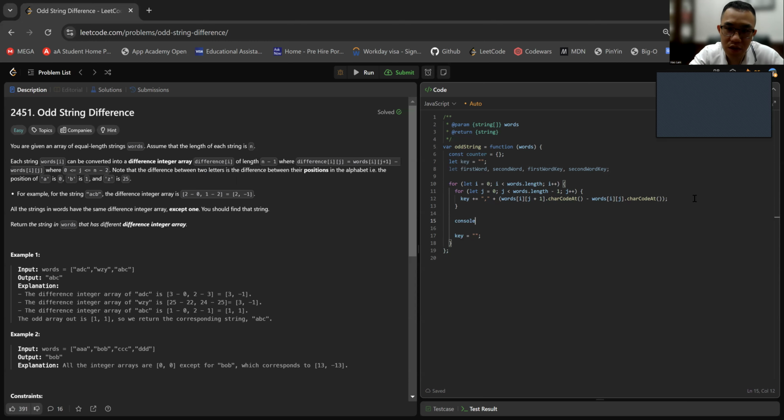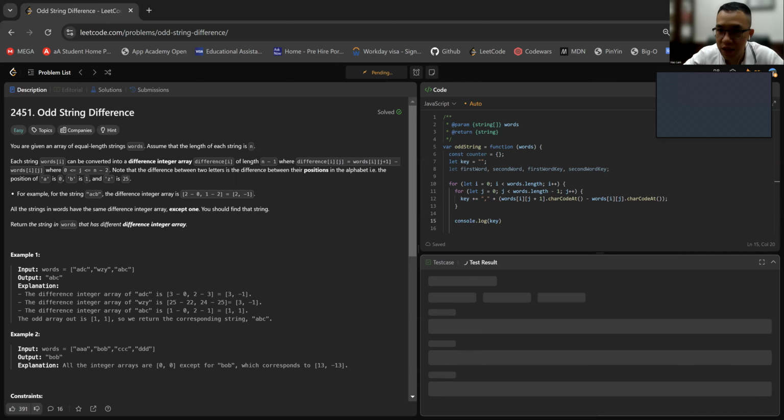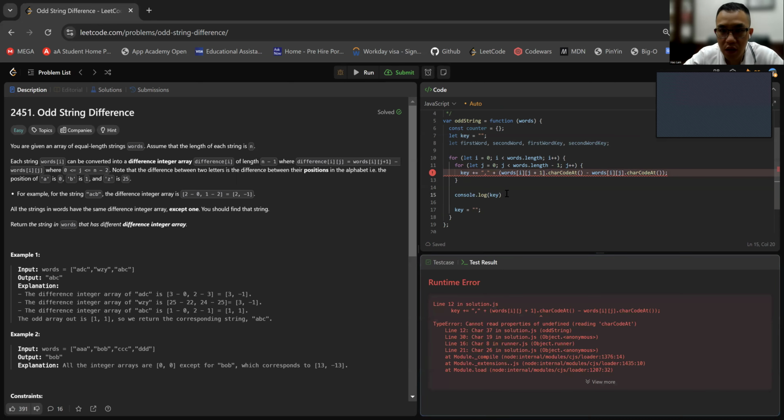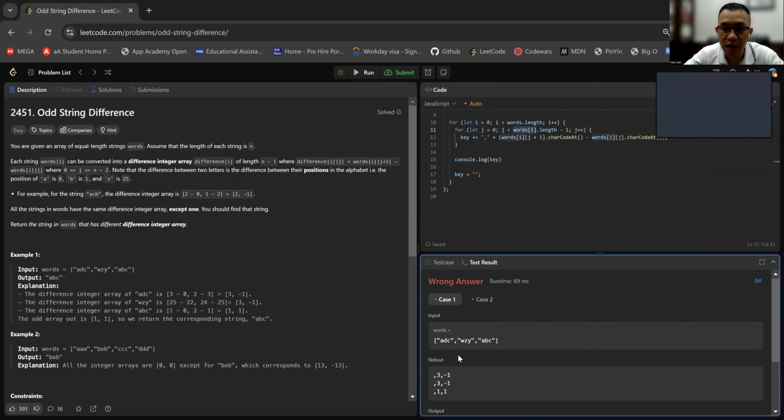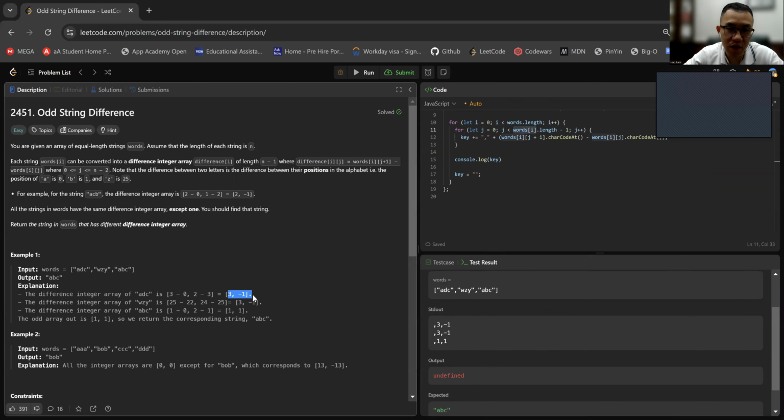Okay. So to make sure, let's console log the key to see if we got the correct key. Okay, what's wrong here? Undefined reading charCodeAt. So I have words. Oh yeah, this would be words of I. We are looking at the word length itself. Okay. So this is going to be our key. If you look at this example right here, it is an array, but it is just a string instead.